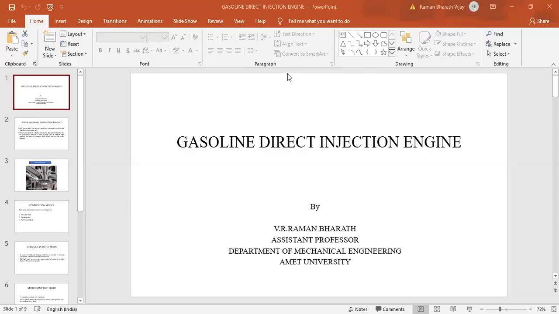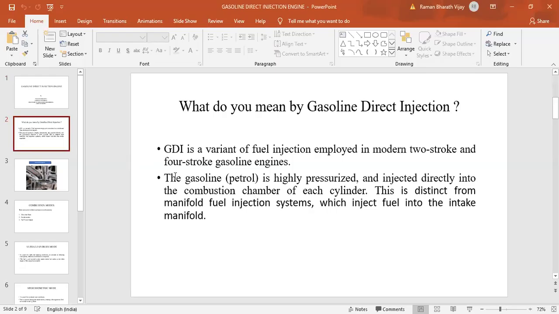So in today's class, we will discuss the gasoline direct injection engine. It comes under the fifth unit of the Advanced IC Engine subject. So what is a gasoline direct injection engine? In this PPT, we will discuss the gasoline direct injection engine and the various modes of gasoline direct injection engine. We will go to the first slide here.